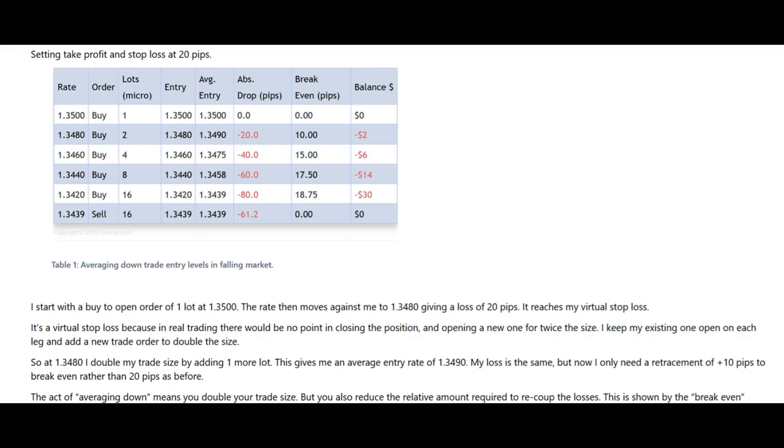It's a virtual stop loss because in real trading, there would be no point in closing the position and opening a new one for twice the size. I keep my existing one open on each leg and add a new trade order to double the size. So at 1.3480, I double my trade size by adding one more lot. This gives me an average entry rate of 1.3490. My loss is the same, but now I only need a retracement of 10 pips to break even rather than 20 pips as before.